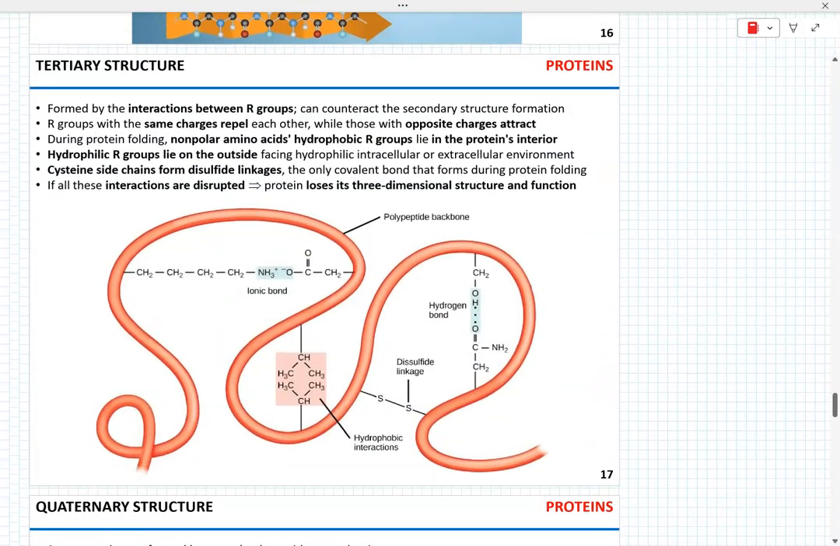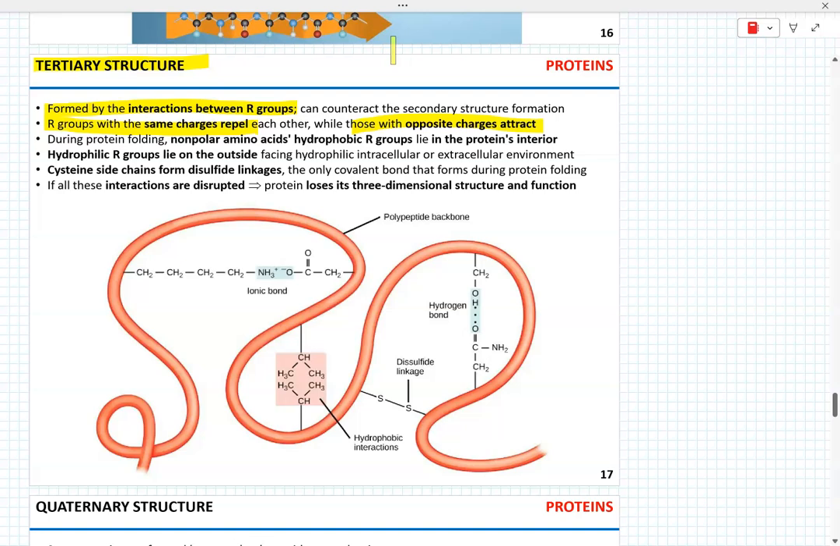The interactions between side chains of amino acids form its tertiary structure. These interactions, as a matter of fact, can counteract the structures formed at the level of secondary structure. How does that happen? Well, for instance, if adjacent R groups carry the same charges, they will repel each other. If they carry opposite charges, they will be attracted to each other.